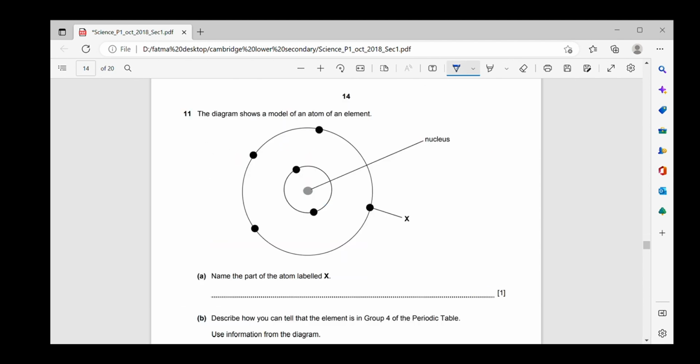The diagram shows a model of an atom of an element. We have here nucleus, energy levels, and electrons. Name the part of the atom labeled X. What is X? X is the electrons.